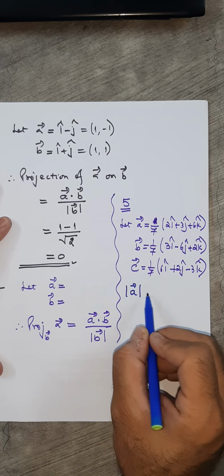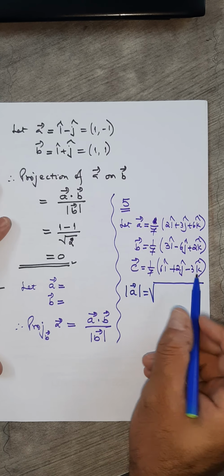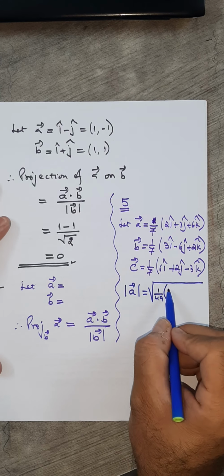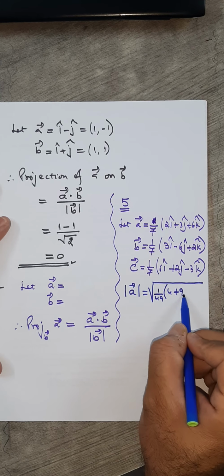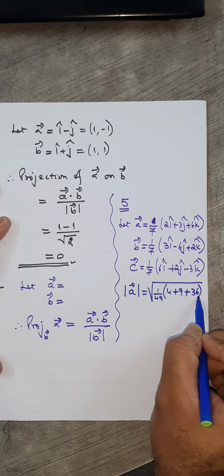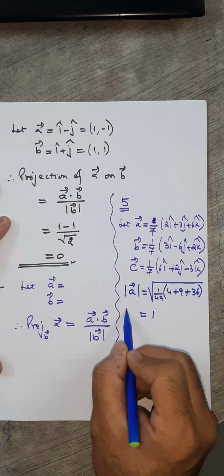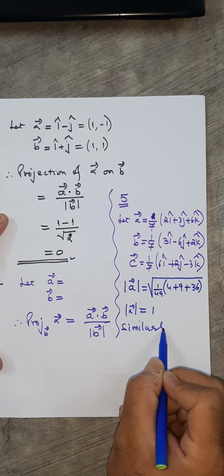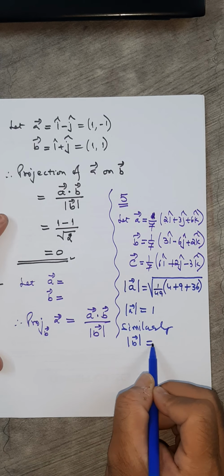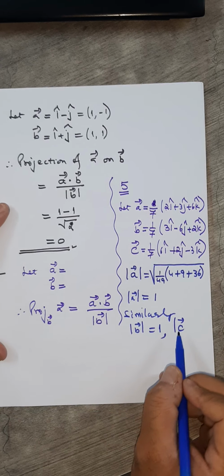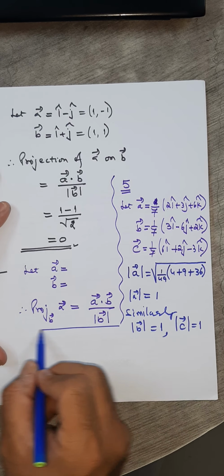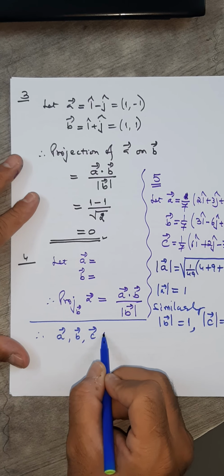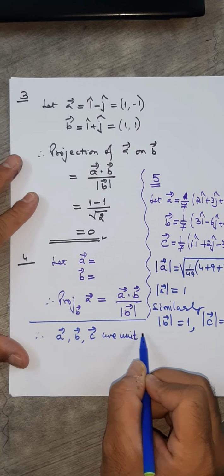So I'll get the magnitude of vector A. What's the formula for magnitude? 1 by 49 outside as it is. 7 square, 2 square, 4, 3 square, 9, 6 square, 36. So this is obviously 1. Similarly, you can show this. Just get the magnitude of B, which is also 1, and magnitude of C, you see it is also 1. Therefore, what's the conclusion? Therefore, these are unit vectors. That's the first part.